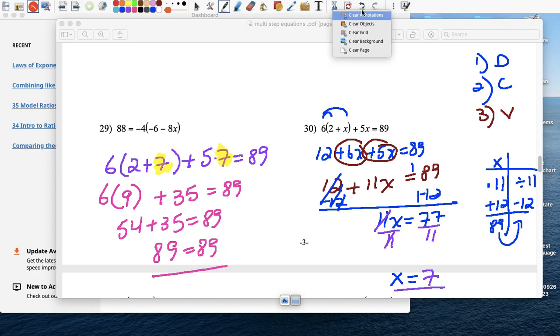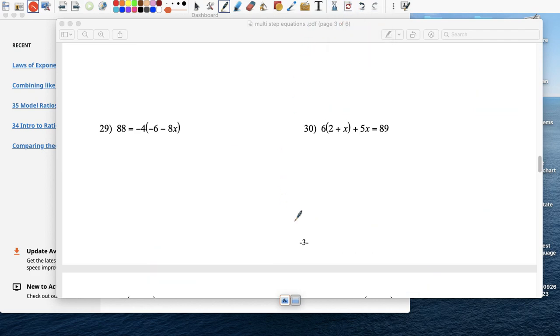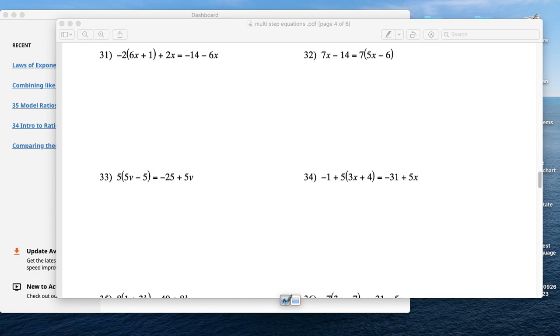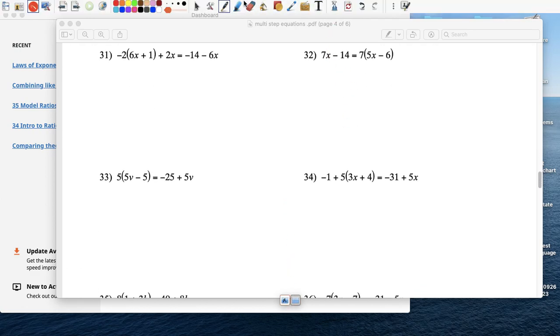My solution is okay. 32. 32 doesn't seem that bad either. 1. Distributive property. There it is right here. So 7x minus 14 equals 35x, and then 7 times negative 6 is negative 42.